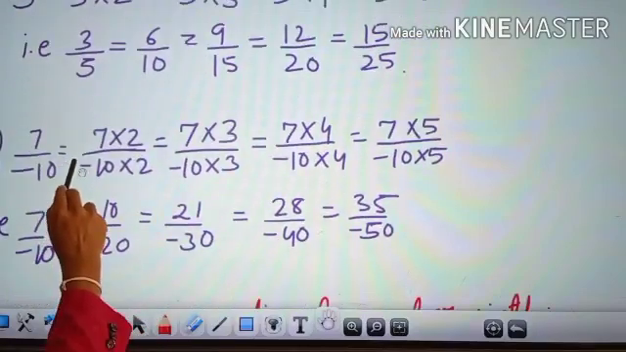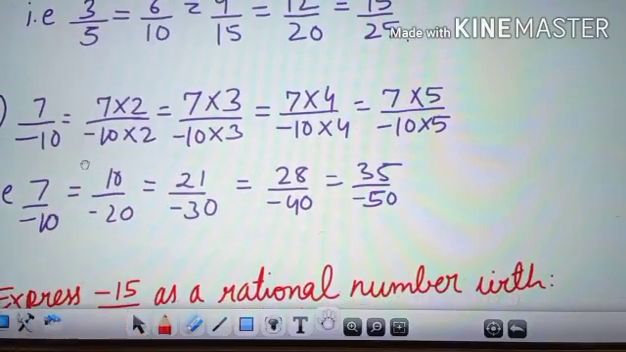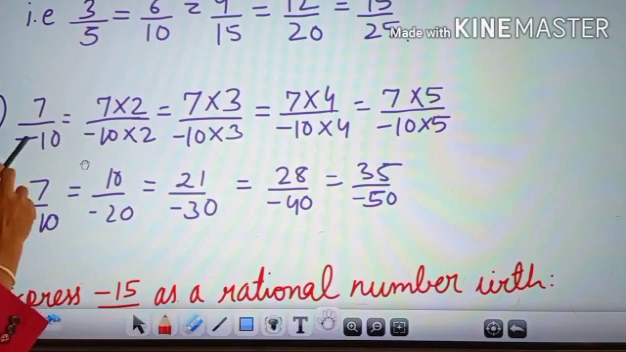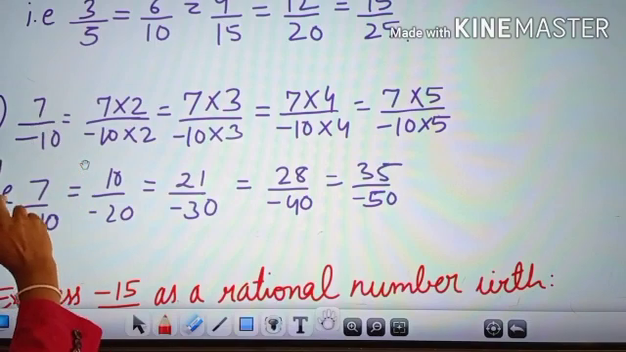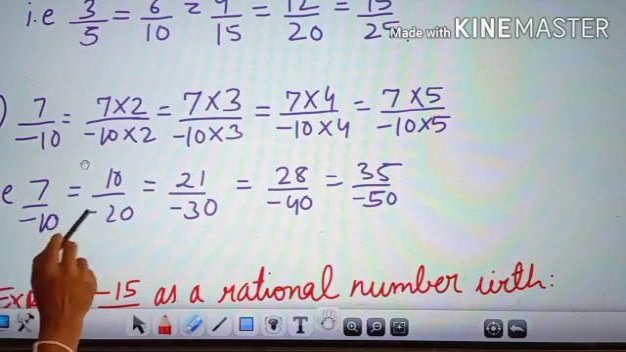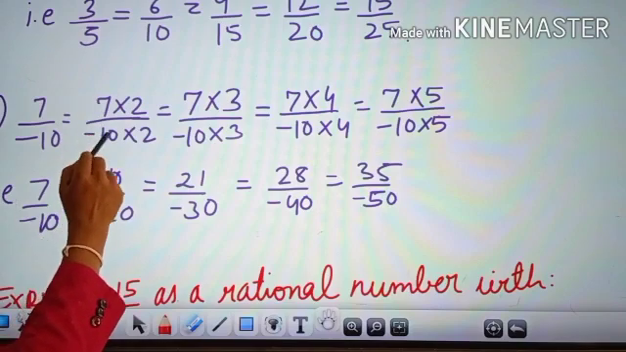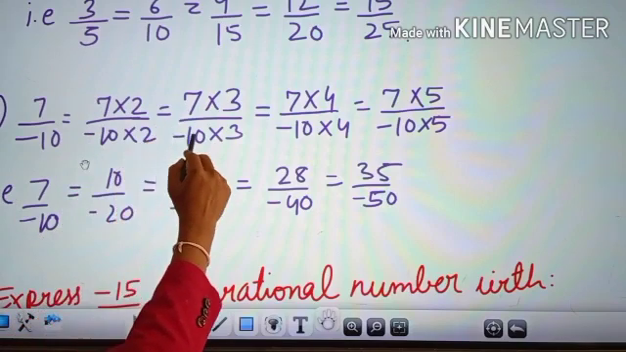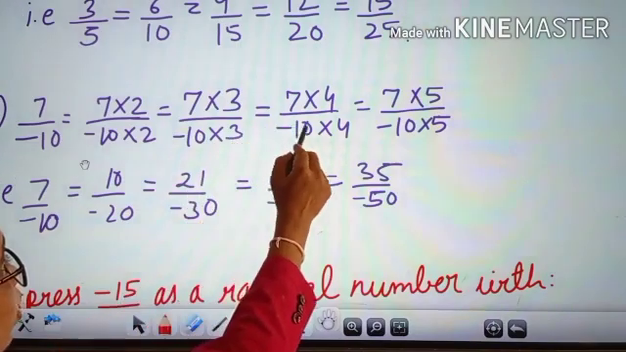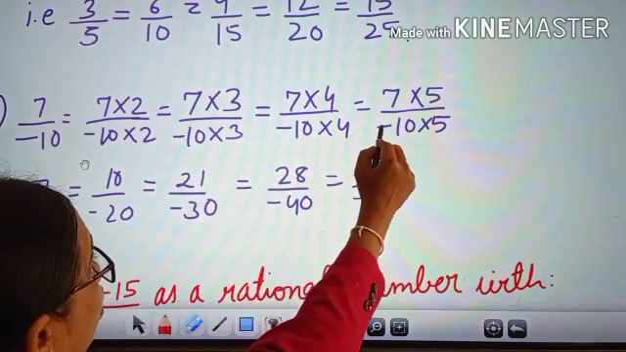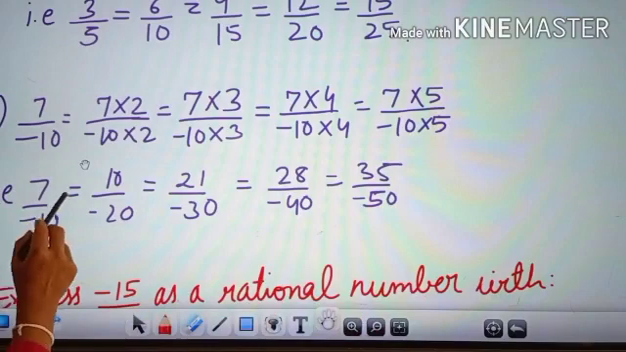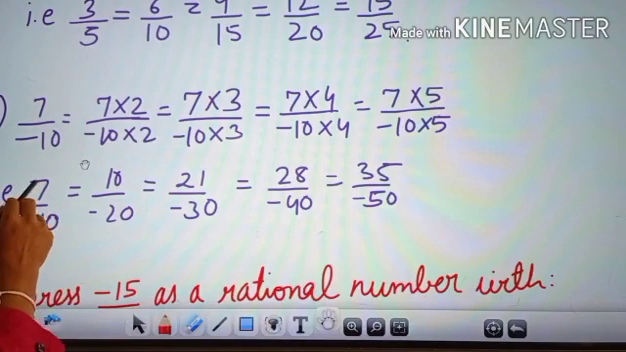See the second question. Minus 7 upon 10. What you have to do? You don't bother about this minus. Let it be like that only. Minus 7 into 2 upon 10 into 2, 7 into 3 upon minus 10 into 3, 7 into 4 upon minus 10 into 4, and 7 into 5 upon minus 10 into 5. So the first rational number is 7 upon minus 10.